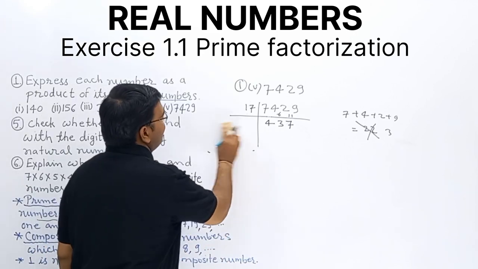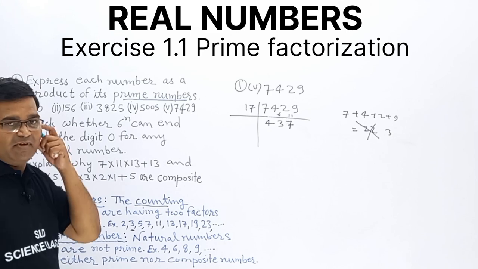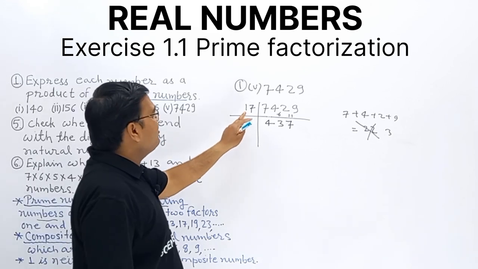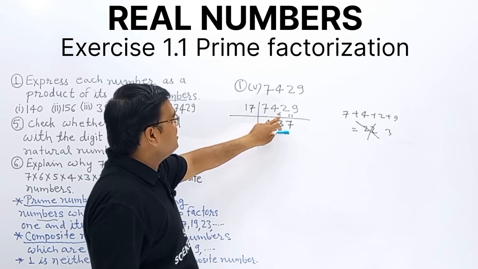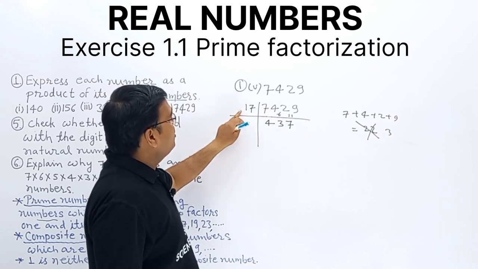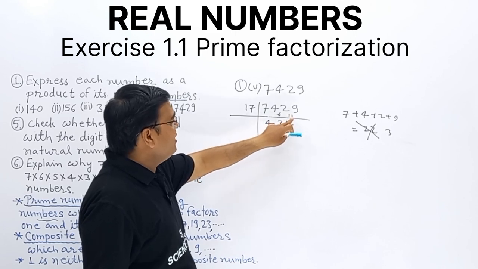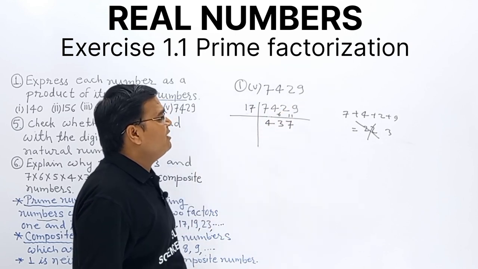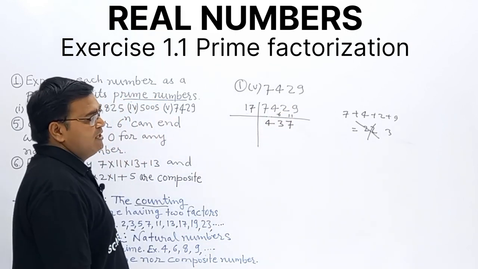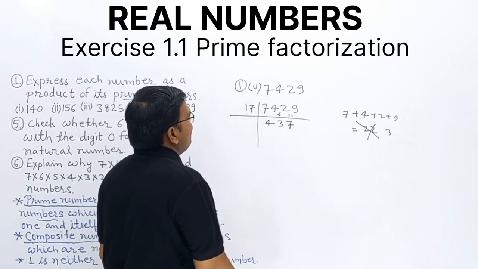So this number 7429 is divisible by the prime number 17. Again I am showing: 17 4 ja 68. Remaining is 6, 62. So 17 3 ja 51. Remaining is 11, 119, and 17 7 ja 119. Yes, getting? Now can we divide this number by 17?